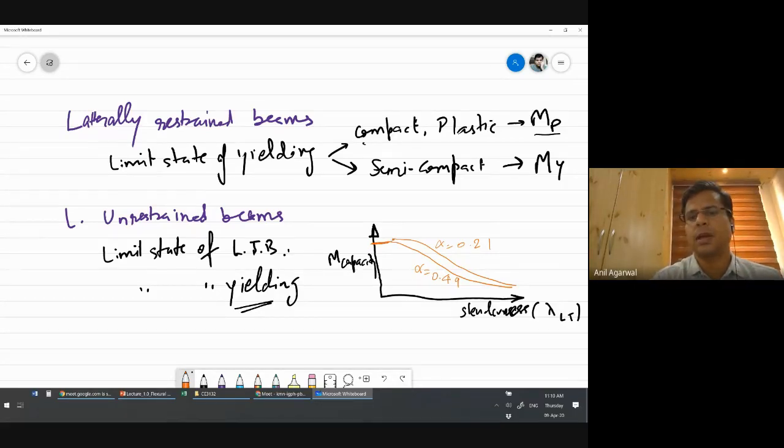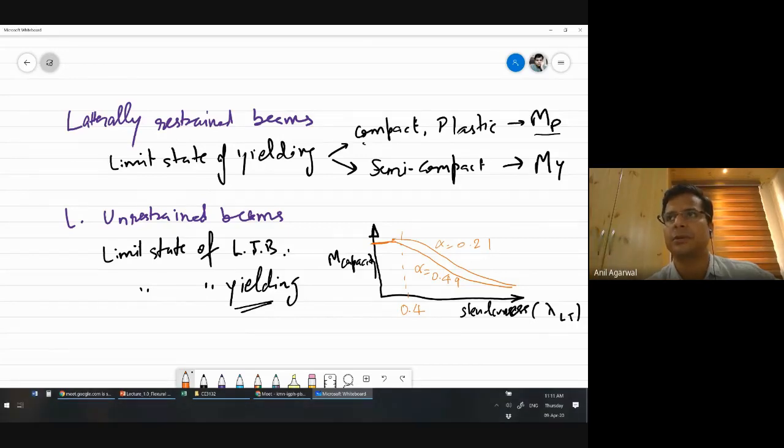All right. What the code said was that if your slenderness lambda value is up to 0.4, I suppose that was the value, I'm not quite remembering, I think it was 0.4, so as long as your lambda is less than 0.4, you don't have to consider any drop in the capacity because of the slenderness effect or because of lateral torsional buckling. You can take full capacity, which was the MY or MP value, as if it was a fully restrained beam. Okay.